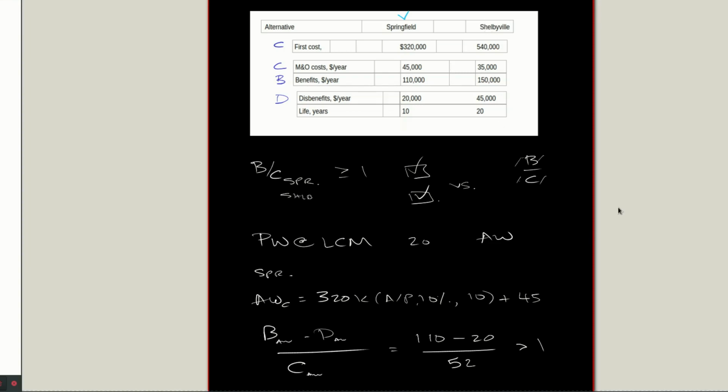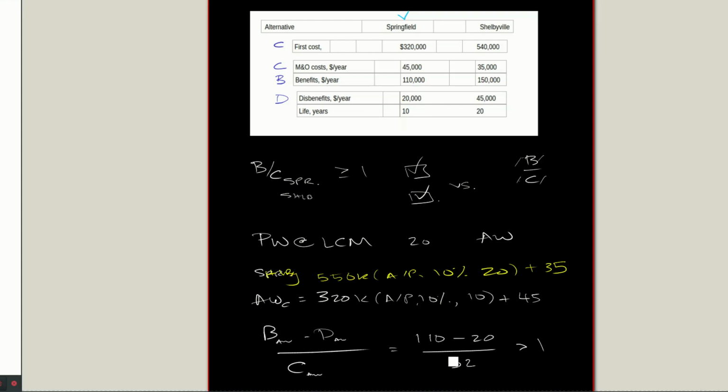Now we have to do the same with Shelbyville, and it would be the same approach. Right? The only difference there is this would be, so this is for Shelbyville now. So Shelbyville is in yellow. Right? So that would be 540K, A given P, 10%, 20 years. Right? And then that plus 35, which reminds me that this should be plus 45. So it's 97. Now things are getting interesting, right?